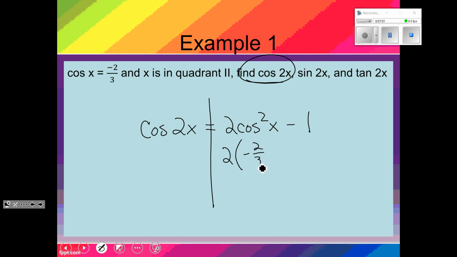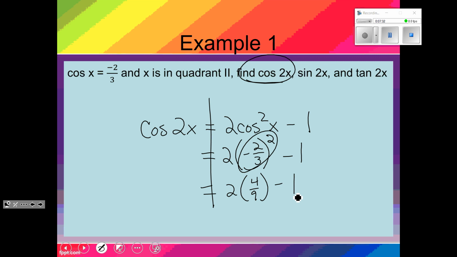negative 2/3, and what do I need to do to it? Square it, because it's cosine squared, and then subtract 1. And then I'm just going to work it out. You need to square before you multiply, right? Don't multiply and then square, right? We're going to square first. So when I square a negative times a negative, what do I get? A positive. And square the 2 and square the 3, what do I get? 4/9 times 2 minus 1.